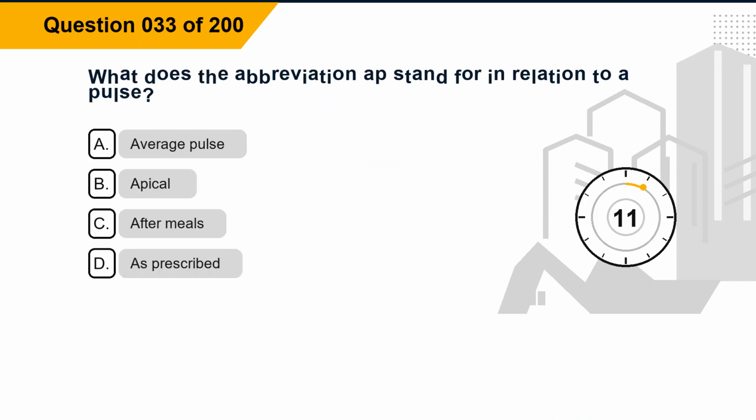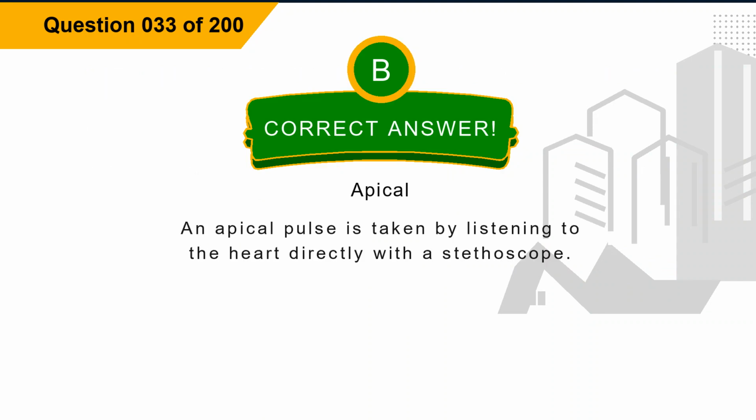Question 33. What does the abbreviation AP stand for in relation to a pulse? Option A, average pulse. Option B, apical. Option C, after meals. Option D, as prescribed. The correct answer is option B, apical. Explanation: an apical pulse is taken by listening to the heart directly with a stethoscope.